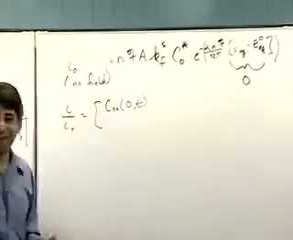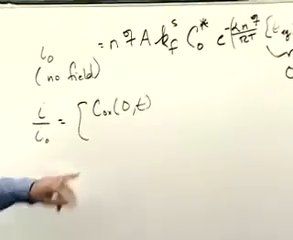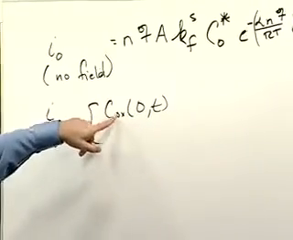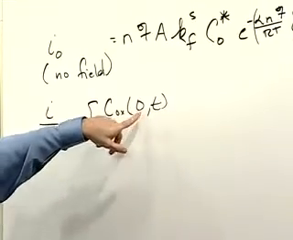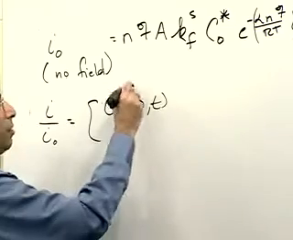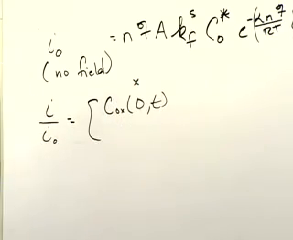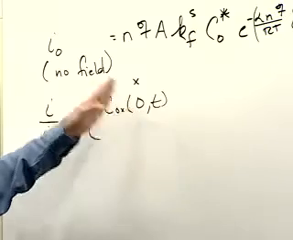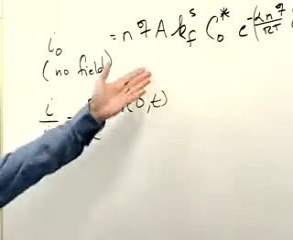And again, I have to define that concentration of oxidized species in terms of 2 parameters now. One is a positional parameter, x, distance from the electrode. So what I'm saying is I need the concentration right at the electrode surface. And the second is time.